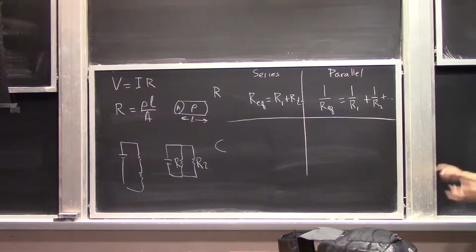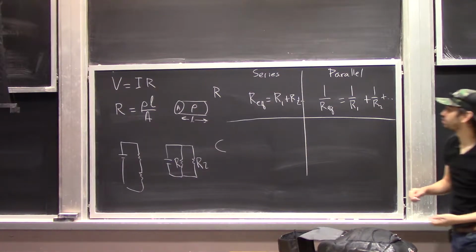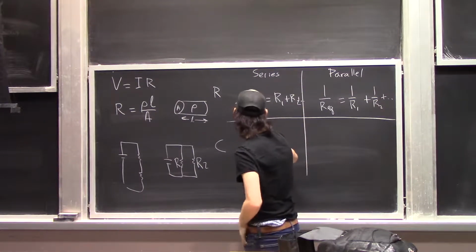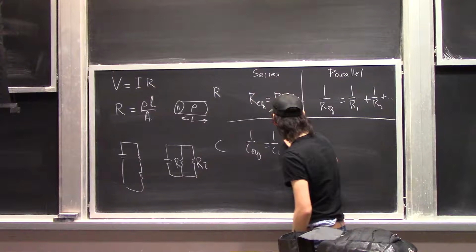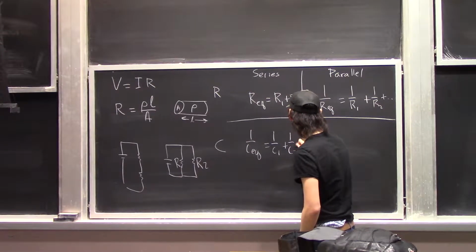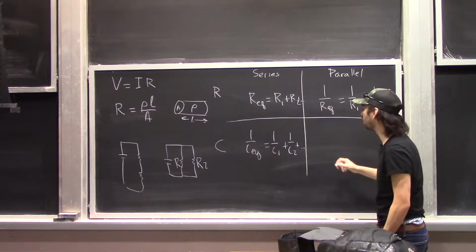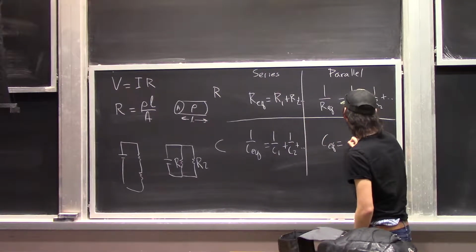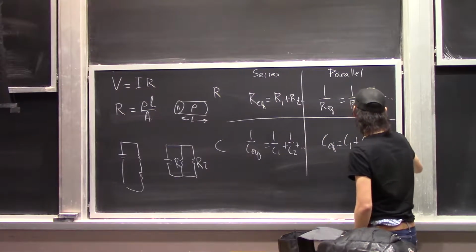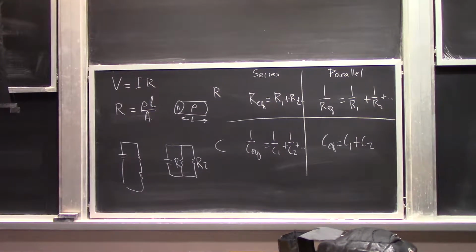Capacitors actually add exactly the opposite way. In series, capacitors add such that 1 over C_eq is equal to 1 over C1 plus 1 over C2. And in parallel, capacitors add according to C_eq equals C1 plus C2. Those are all the equations that we'll be using today.